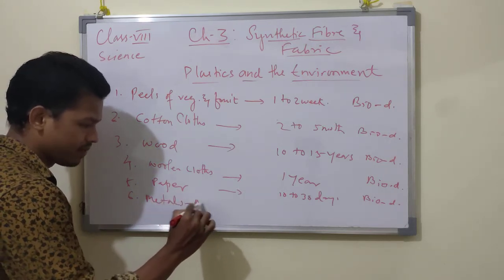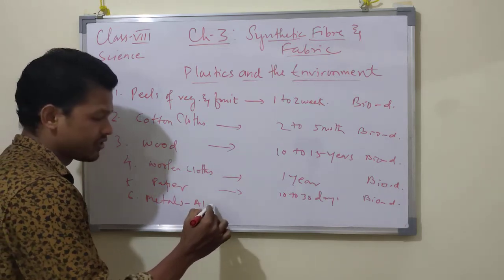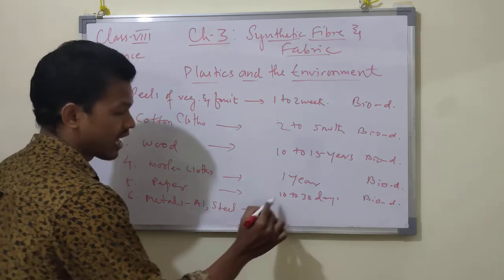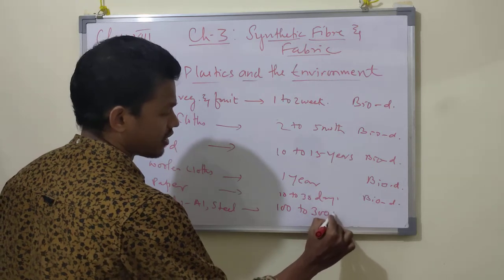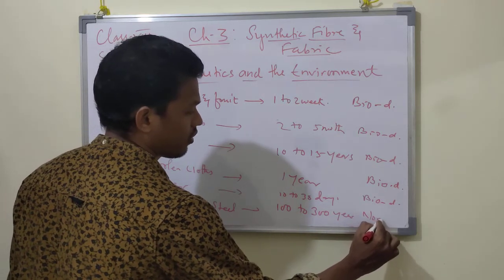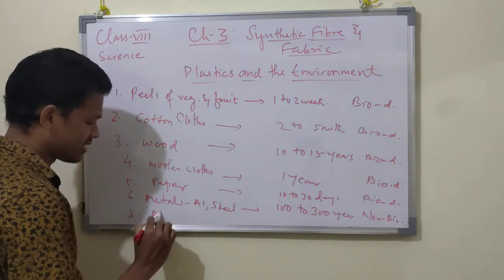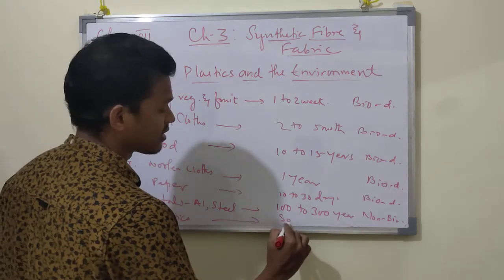Sixth, metals like aluminum cans, steel cans or aluminum foil will take around 100 to 300 years. This is non-biodegradable. Seventh, plastics will take several years.